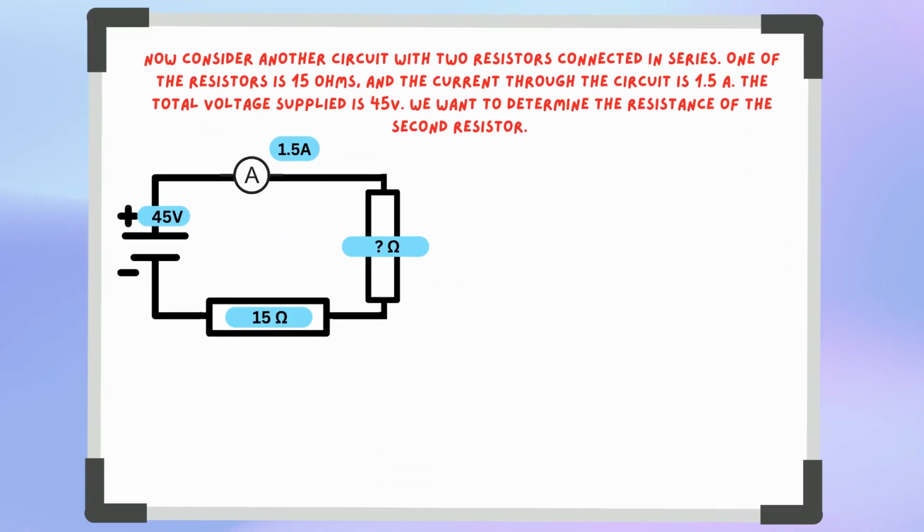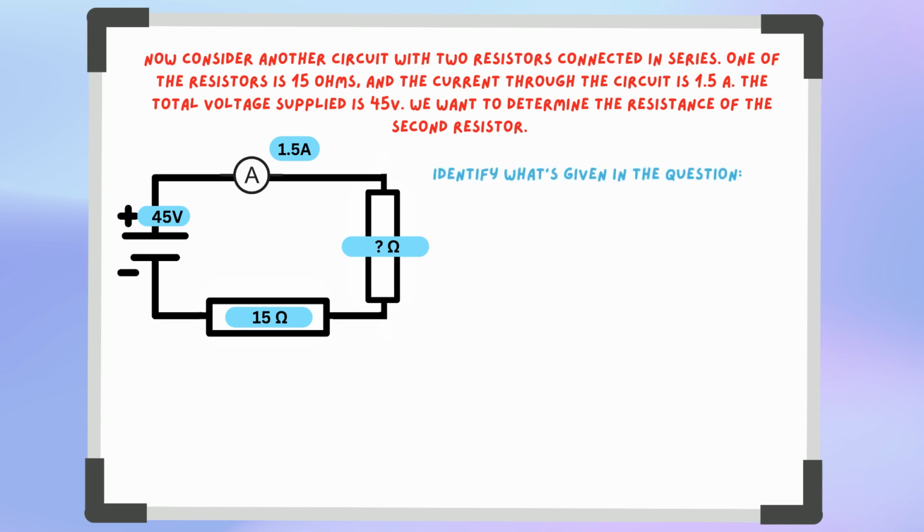Now consider another circuit with 2 resistors connected in series. One of the resistors is 15 ohms, and the current through the circuit is 1.5 amps. The total voltage supplied is 45 volts. We want to determine the resistance of the second resistor.